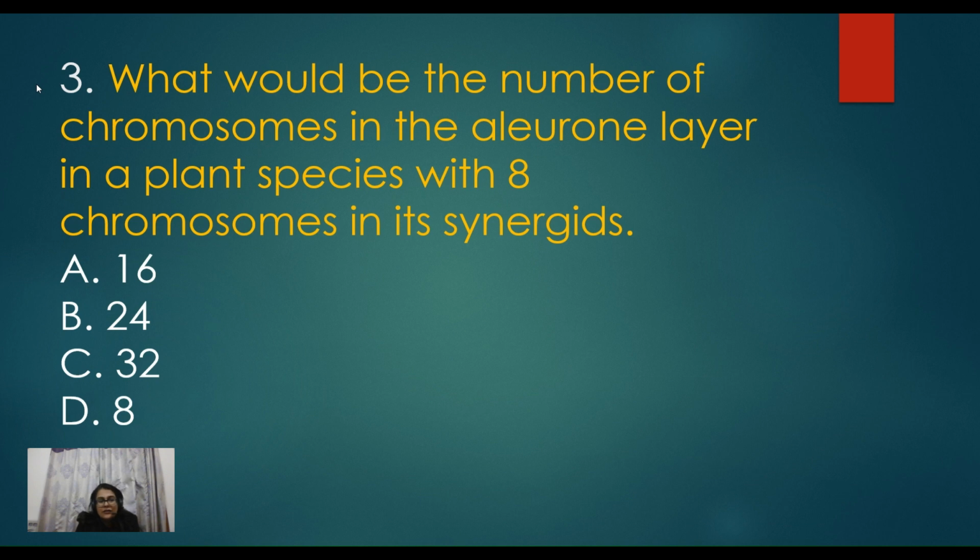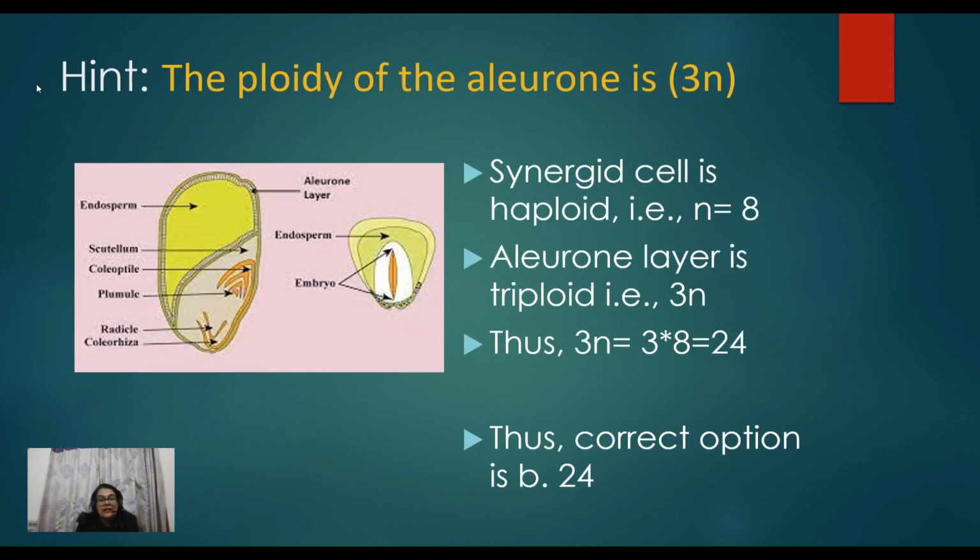So let's see the third question. In this question, you have to work out the number of chromosomes in the aleurone layer in a plant species with 8 chromosomes in its synergids. You are told the number of chromosomes in the synergids and you have to work out the number of chromosomes in the aleurone layer. I will give you some time to think what the correct answer will be. I can also provide a hint: basically, the ploidy of aleurone is 3, and that's the hint.